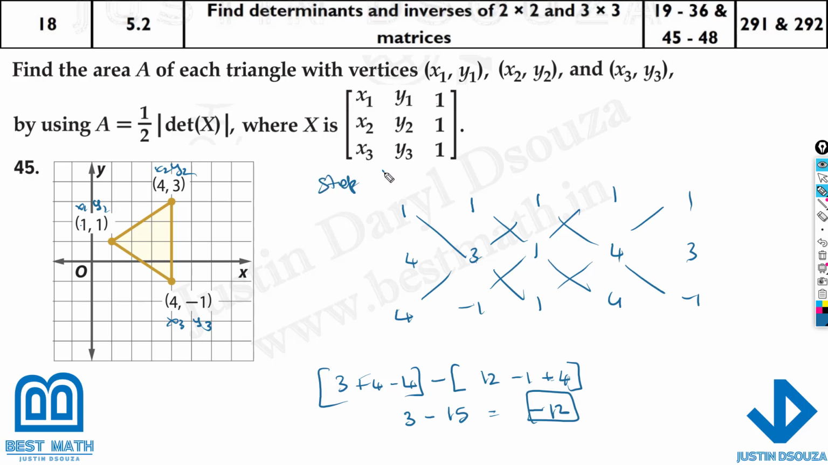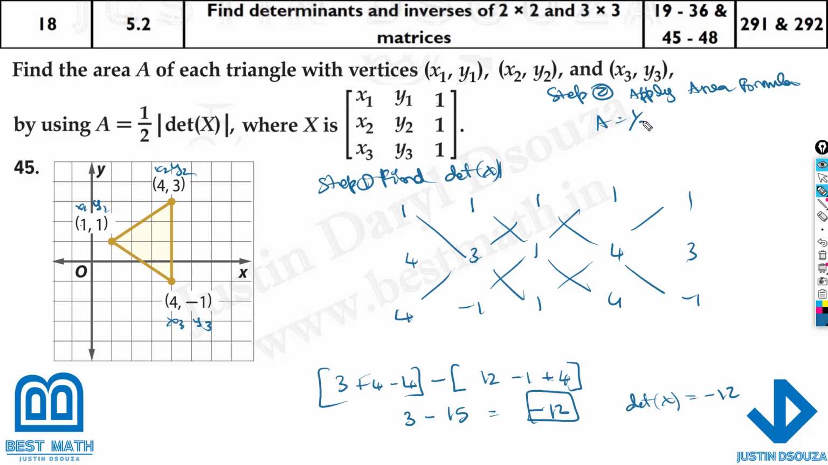Step 1, find determinant x. Okay, we just found it. That is determinant x is equal to minus 12. Step 2 would be, I'll just write it out over here. Apply the area formula. Now what happens here is A is equal to half, write the formula, magnitude of determinant x, not A.